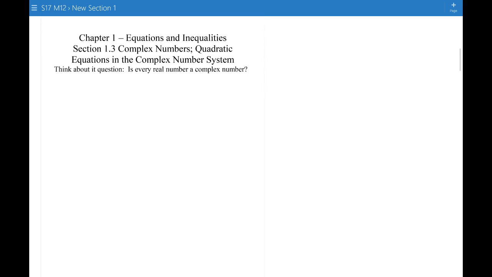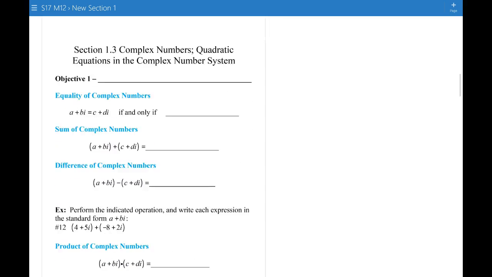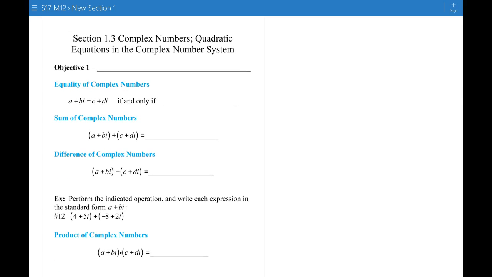Okay, so here's a think about it question that we'll talk about in class, but I want you to start thinking about it already. Is every real number a complex number? And we'll talk about that. So let's go on to objective 1, where we're going to add, subtract, multiply, and divide complex numbers.